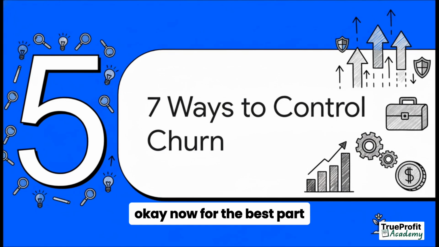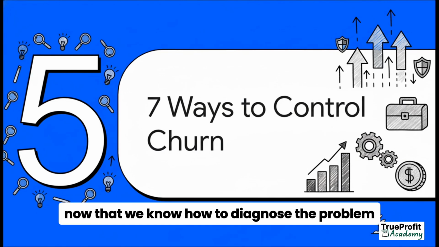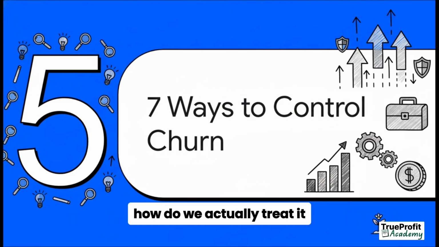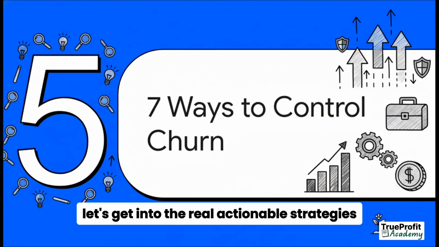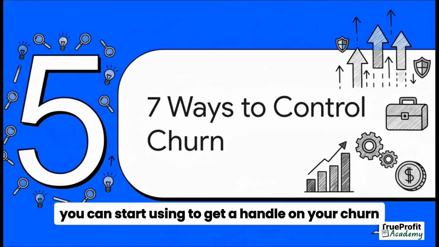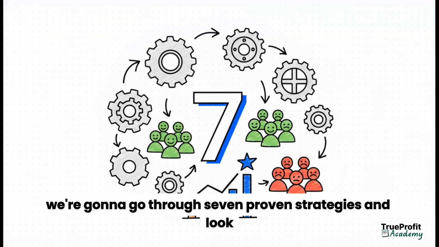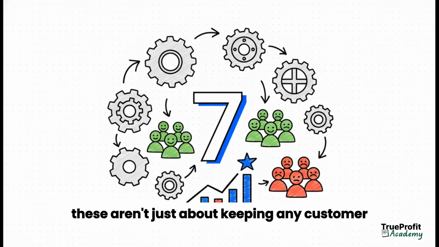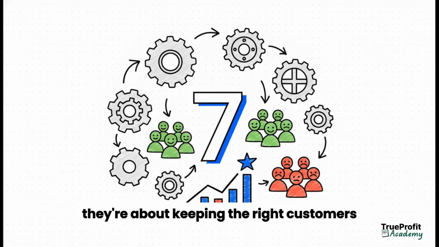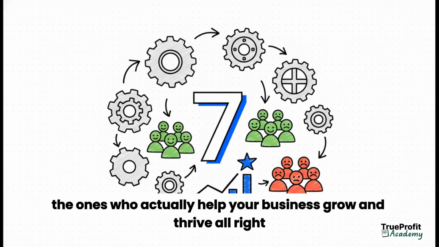Okay, now for the best part. Now that we know how to diagnose the problem, how do we actually treat it? Let's get into the real, actionable strategies you can start using to get a handle on your churn and protect that all-important bottom line. We're going to go through 7 proven strategies. And look, these aren't just about keeping any customer. They're about keeping the right customers. You know, the ones who actually help your business grow and thrive.